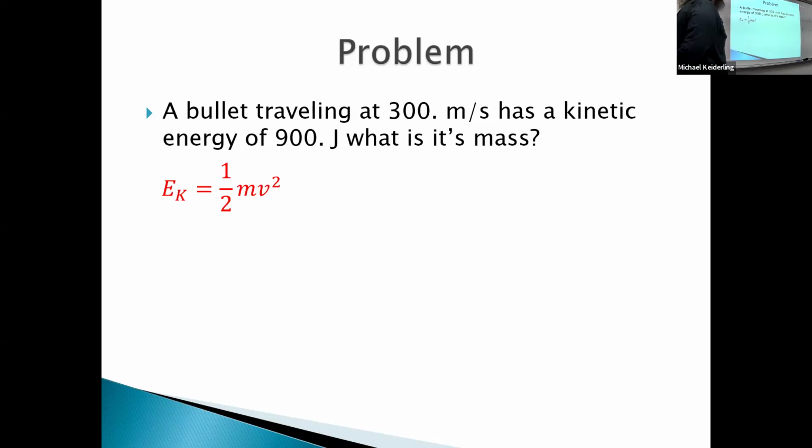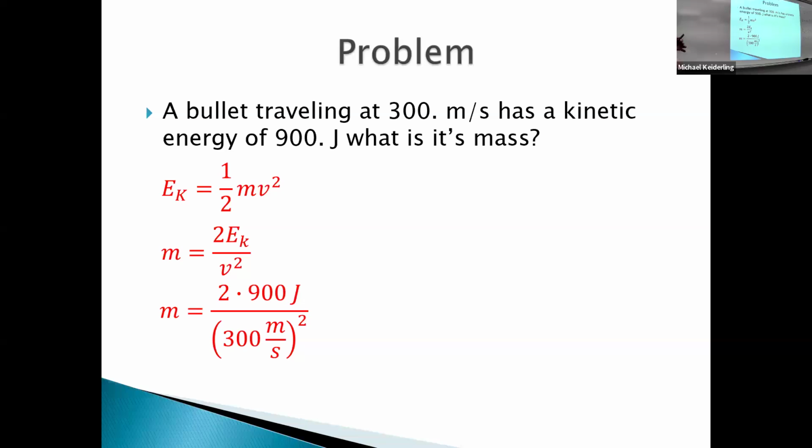So here, kinetic energy is 1/2 mv squared. Mass is going to be twice kinetic energy over v squared, over speed squared. So 2 times 900 over 300 meters per second squared, which comes out to 0.02 kilograms or 20 grams, which is a reasonable mass for a bullet. If anything, this bullet is a little light and a little slow.